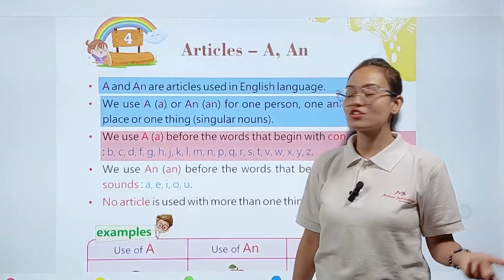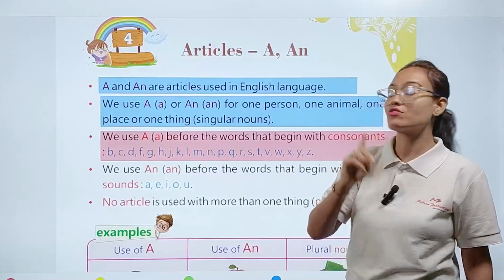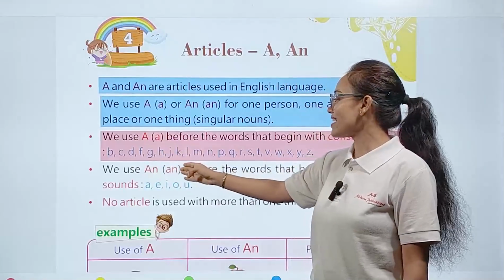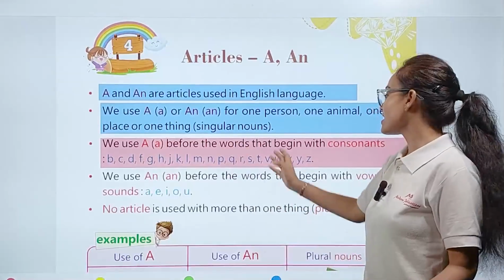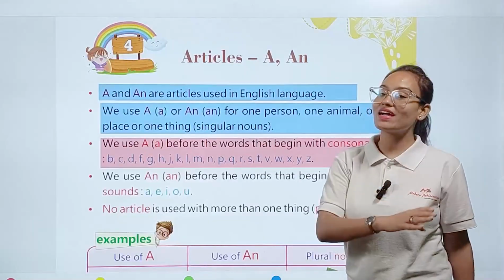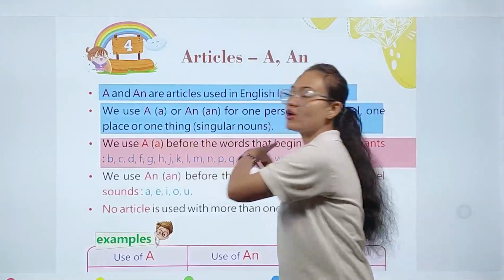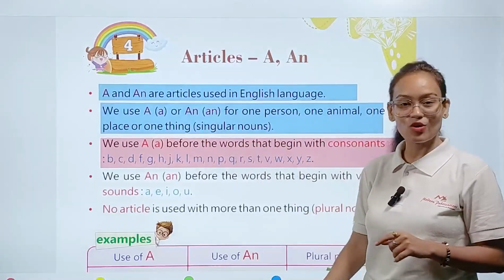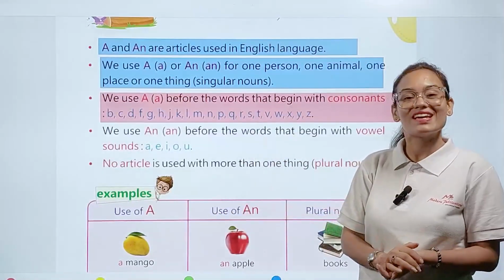Now, what are those consonants? Here you are going to see. We are going to use A before the words which start with B, C, D, F, G, H, J, K, L, M, N, P, Q, R, S, T, V, W, X, Y, and Z. My dear children, remember this: whenever any word starts with these 21 consonants, before that word we are going to use the article A. I hope the concept behind why and when we use A is clear to you all.